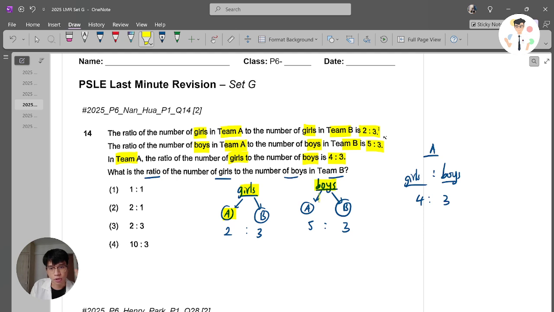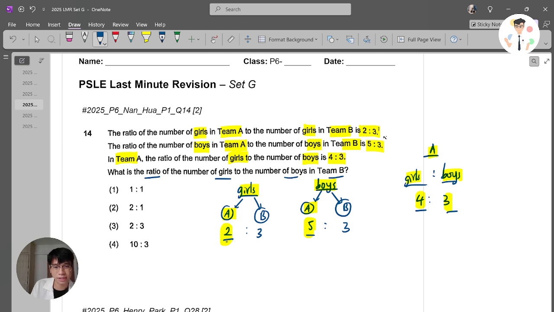Girls A to boys A is 2 to 5. But the same team A, girls to boys also is 4 to 3. Now, the ratio here is 2 to 5, but the ratio here is 4 to 3. This makes it a bit confusing now, right? Because this is supposed to be 4, this is supposed to be 3. But why is it 2 to 5? Because this ratio is linked to this, and this ratio is linked to this, but this is under team A. So what are we supposed to do now?